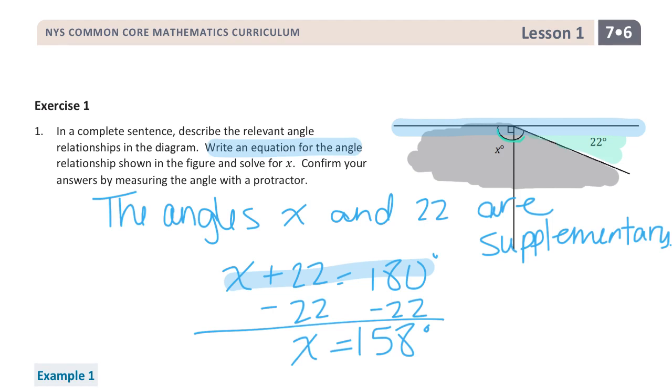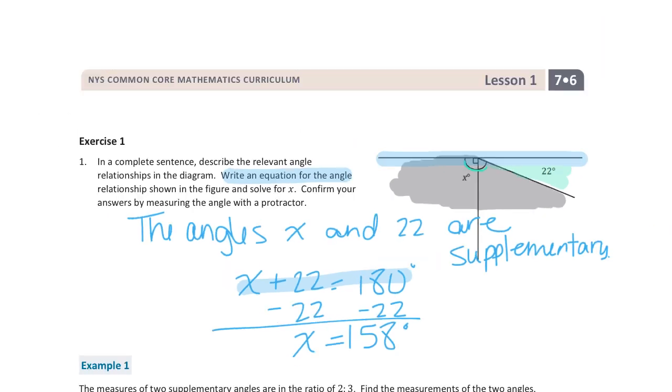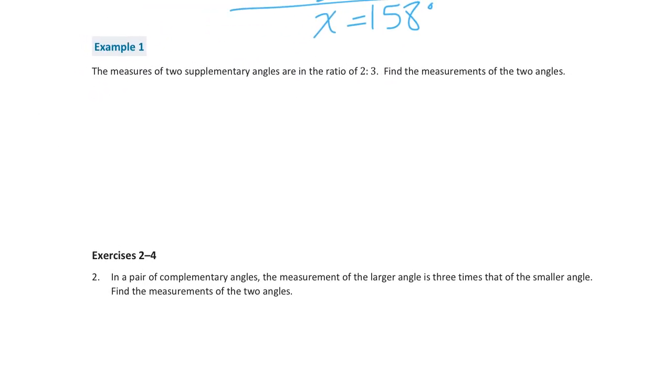When you set it up, remember we're not putting a variable by itself like we reviewed in yesterday's lesson, so you are not to write 180 minus 22 equals x. That is not the type of equation that they're wanting you to learn to set up. All right, moving on to example 1.